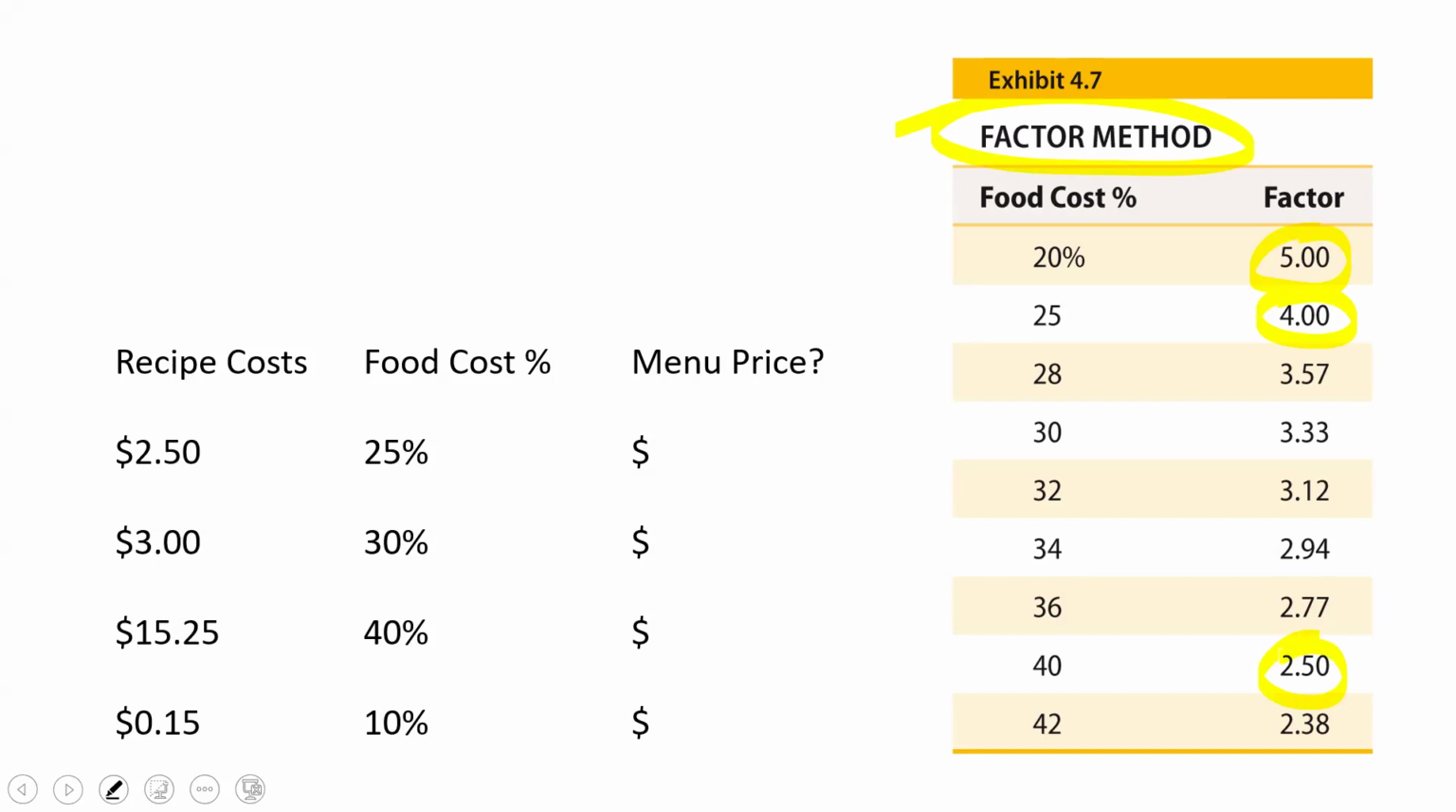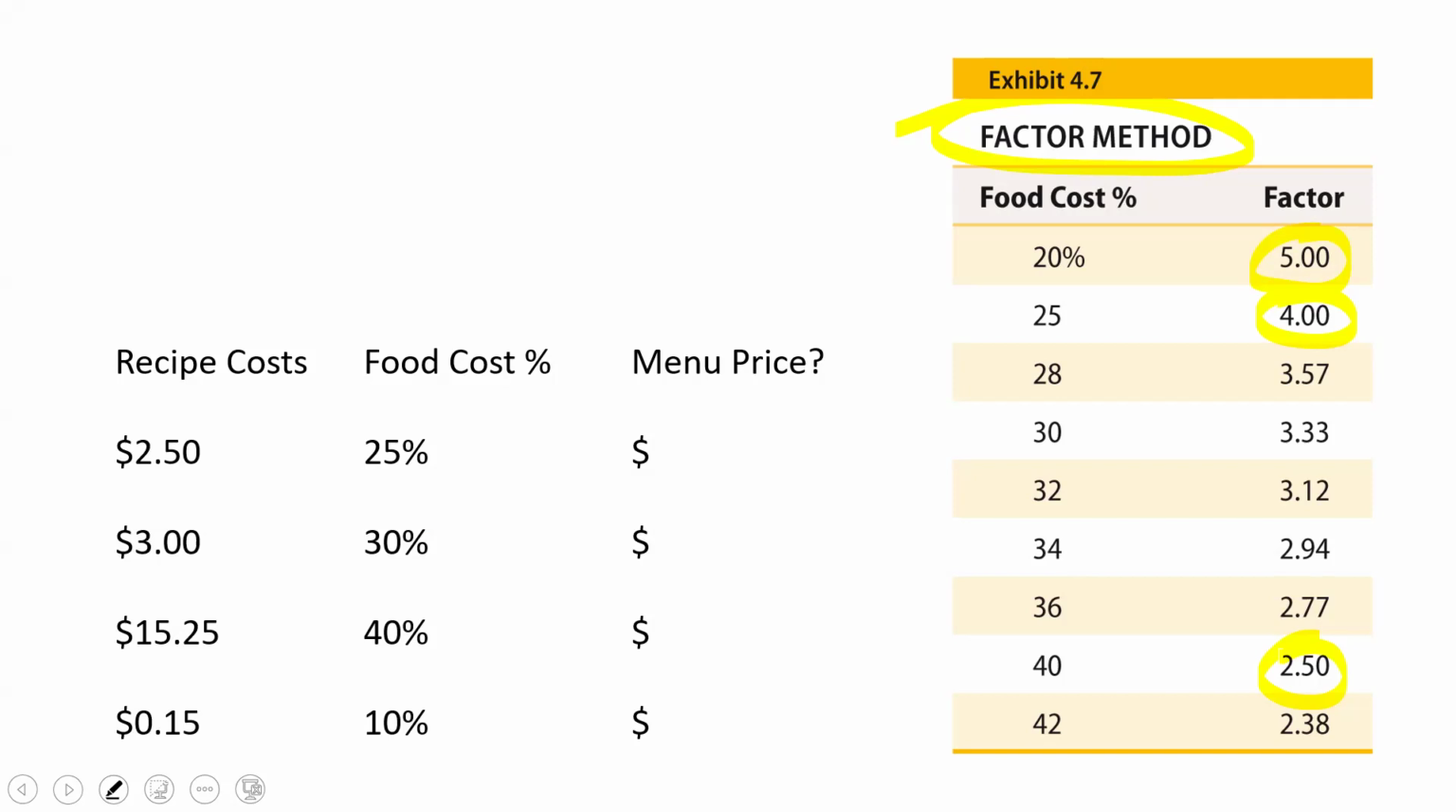Oftentimes you'll hear chefs in the industry just tell people take your cost and triple it. Just times it by 3. Okay. And what they're saying there is they're essentially looking for a 33% food cost, right? Because 33% is 1/3. So if they just say triple it, they're essentially just looking for a 33% food cost. So that 3 is the factor.